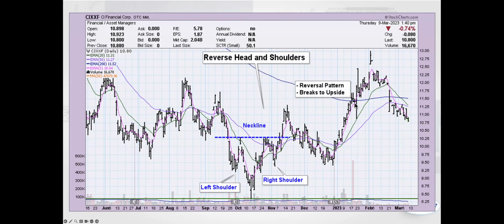But ultimately, the pattern paid off, and we did get that move all the way to the upside on the breakout. These are only reversal patterns. If you see a reverse head and shoulders at the end of a rally, it's not a reverse head and shoulders, because these are only reversal patterns. And I didn't mention that about the double bottom: double bottoms are also reversal patterns.